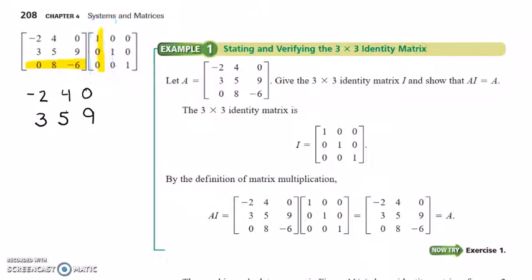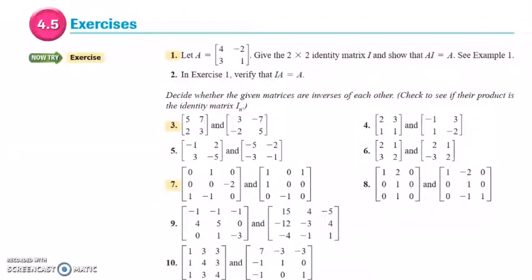To find the elements in the third row, 0 times 1 plus 8 times 0 plus negative 6 times 0. 0 times 0 plus 8 times 1 plus negative 6 times 0. And our final element, 0 times 0 plus 8 times 0 plus negative 6 times 1. After each textbook example, they recommend one of the exercises for you. The answers to these are in the back of the book.